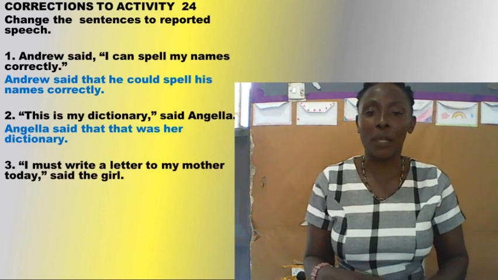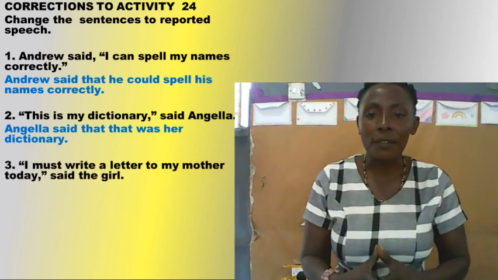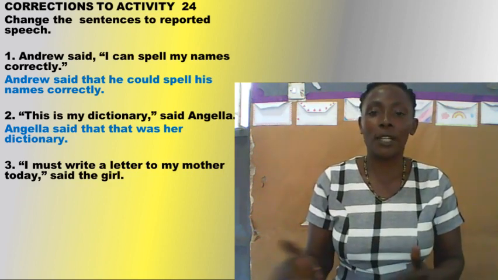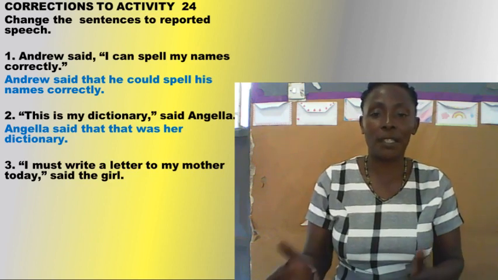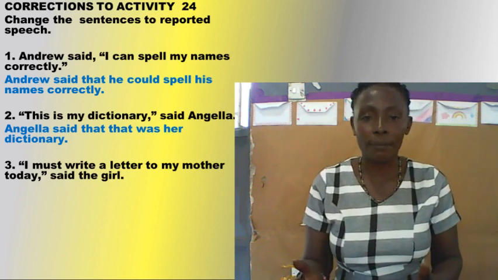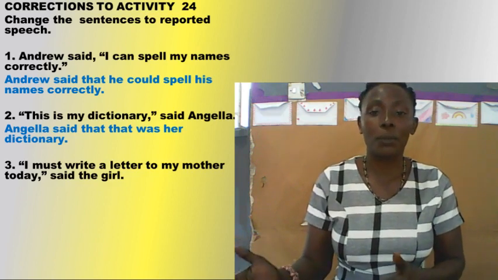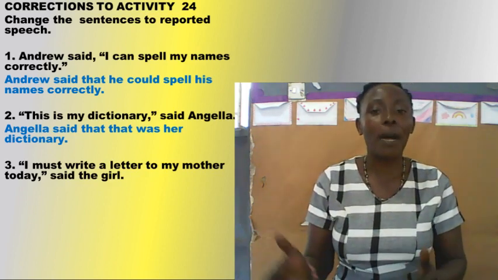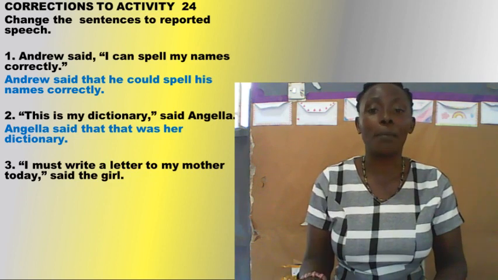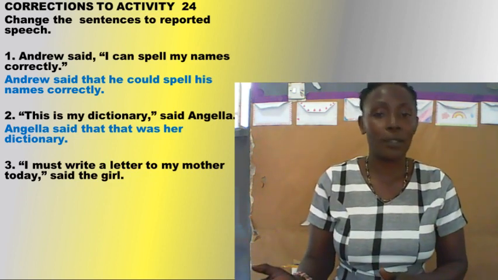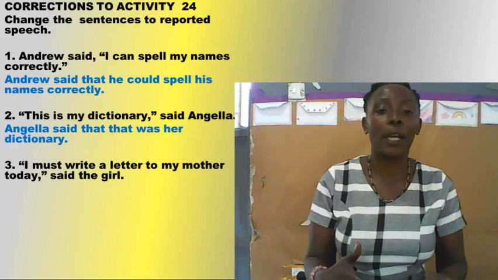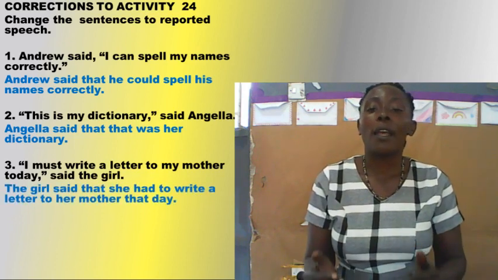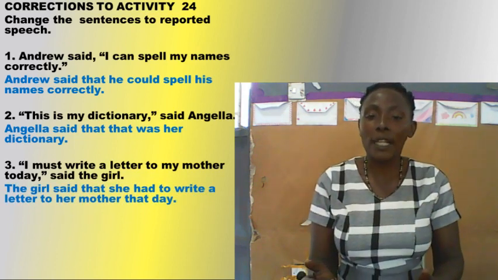Looking at the guidelines we gave you, I have a question 3 that reads, I must write a letter to my mother today, said the girl. Take note of the words that must be changed. We have our I that we are going to change to she, because our speech tag refers to a girl. We have must, which is in the present, that must be changed to had to. It's not a fact, remember that. And then we have my as a pronoun, which must change to her. So the answer in reported speech has to be, The girl said that she had to write a letter to her mother that day.